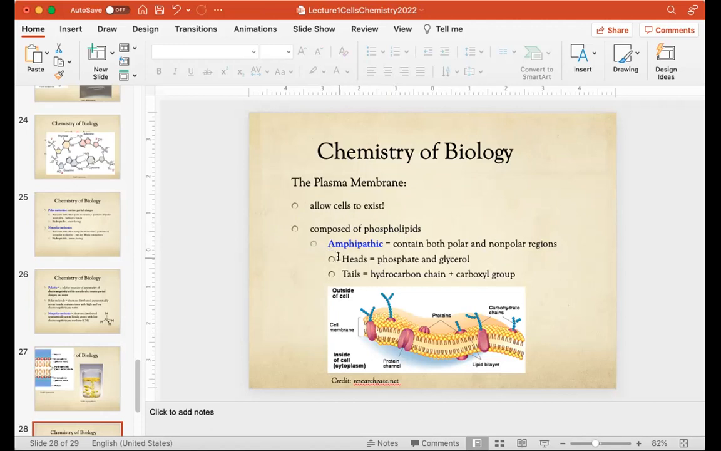Remember, the head of a phospholipid, we call it a head, but it's made out of a glycerol molecule and a phosphate group. The tail of a phospholipid is made out of a hydrocarbon chain and a carboxyl group. Remember, these groups, phosphate group, carboxyl group, these functional groups that you find in molecules, that's where the chemistry happens. That's where the reactivity is. That's what allows things to come together and react with each other.